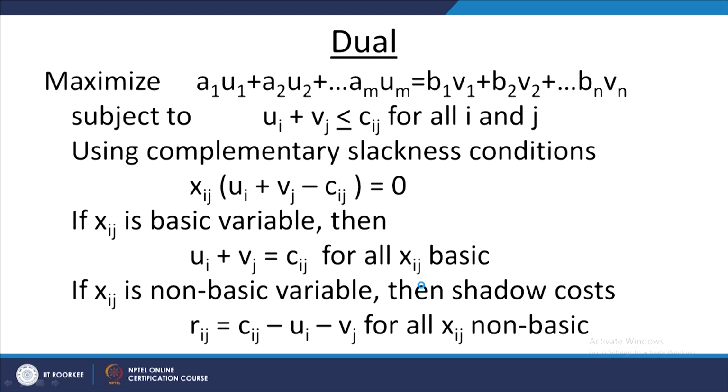So, if xij is a basic variable, then that means it is non-zero. This means that the second factor, that is ui plus vj, should be equal to cij for all xij which are basic. However, if xij is a non-basic variable, then the shadow cost given by rij is equal to cij minus ui minus vj for all xij non-basic. So, the dual, as you know, corresponds to the primal. So, we have written the dual of the primal transportation problem, and these are the conditions we get for the basic variables and the non-basic variables.